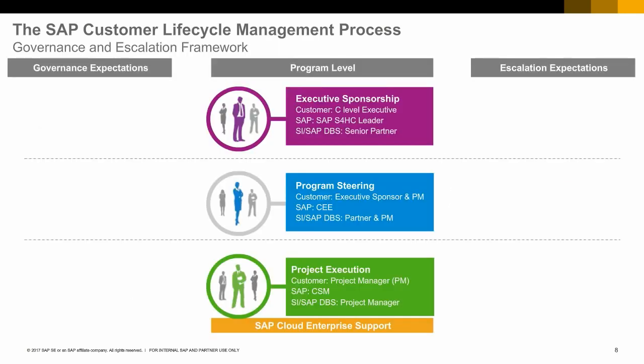After reviewing the different roles and responsibilities along the customer lifecycle management process, it's time now to take a closer look at the governance and escalation framework. There are 3 levels of program management. Executive sponsorship, comprising senior roles from the customer, SAP, and either SAP Digital Business Services or the partner. Program steering, comprising the customer executive sponsor and project manager, the SAP Customer Engagement Executive, as well as the partner program manager. And last but not least, project execution, comprising the customer and partner PMs and the SAP Customer Success Manager, representing support in case a preferred success plan has been signed.